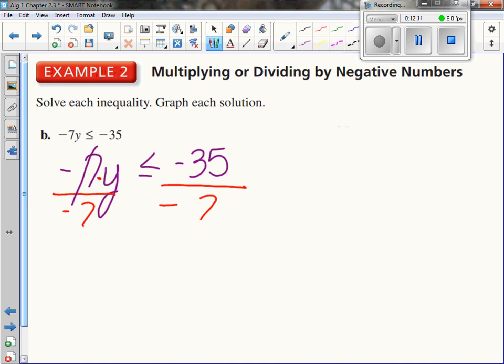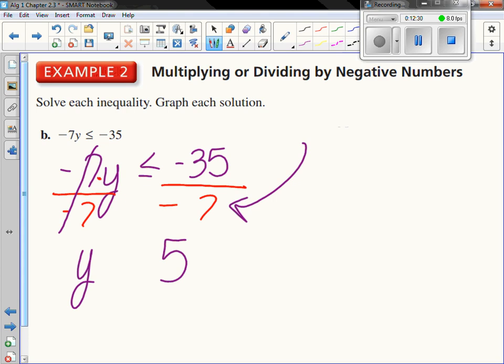And negative 7 divided by negative 7 will simplify to 1. Negative 35 divided by negative 7, we can plug that in a calculator, and we get 5. And remember here, I divided by a negative. Anytime we multiply or divide by a negative, the inequality sign changes, it flips. So it goes from less than to greater than. So we had less than or equal to. Because we divided by a negative, it has to change to greater than or equal to.